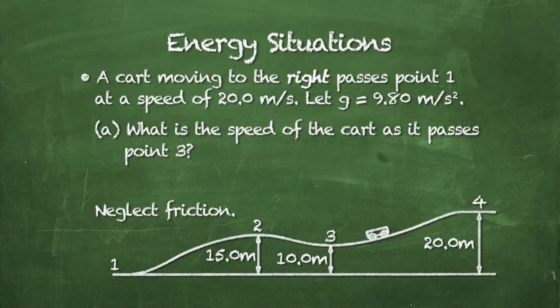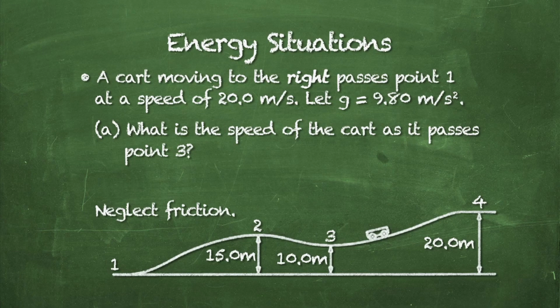Our first exercise: a cart moving to the right passes point 1 at the bottom of a hill at a speed of 20 meters per second. And the question is, what is the speed of the cart as it passes point 3, which is 10 meters up the hill? And neglect friction.